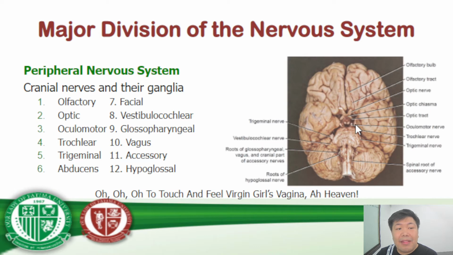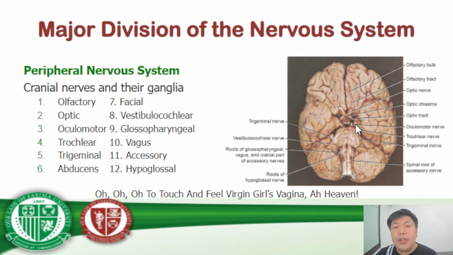So we have 12 cranial nerves, part of our peripheral nervous system, and these are the olfactory, optic, oculomotor, trochlear, trigeminal, abducens, facial, vestibulocochlear, glossopharyngeal, vagus, accessory, and hypoglossal nerves. It's important for us to memorize them in order, meaning olfactory always stays as number 1, optic stays as number 2. We cannot mix them up, no? So they come in order.